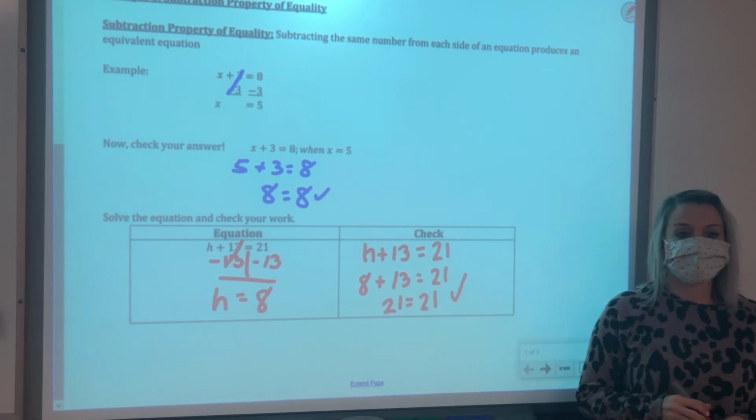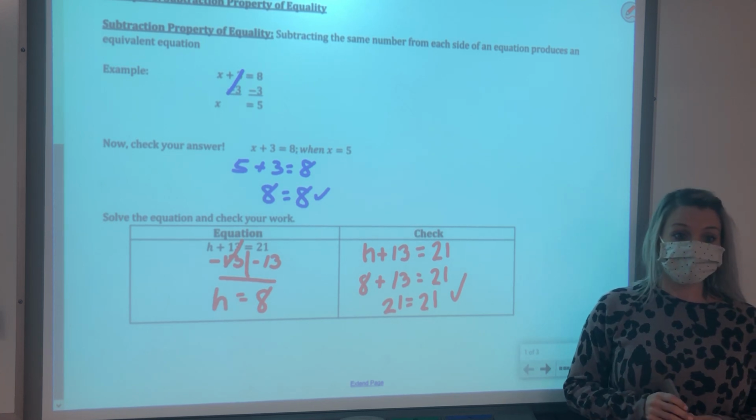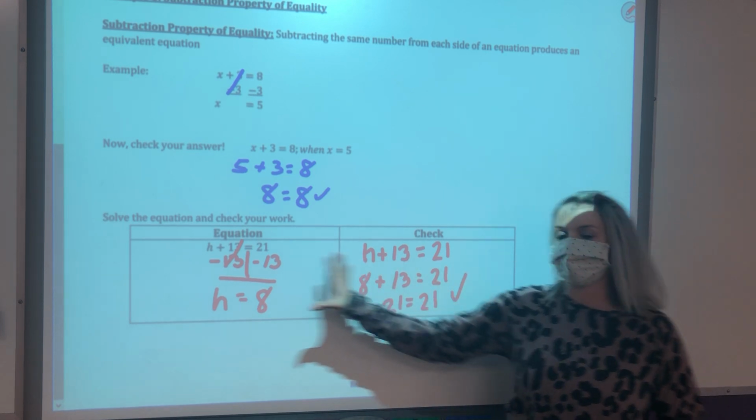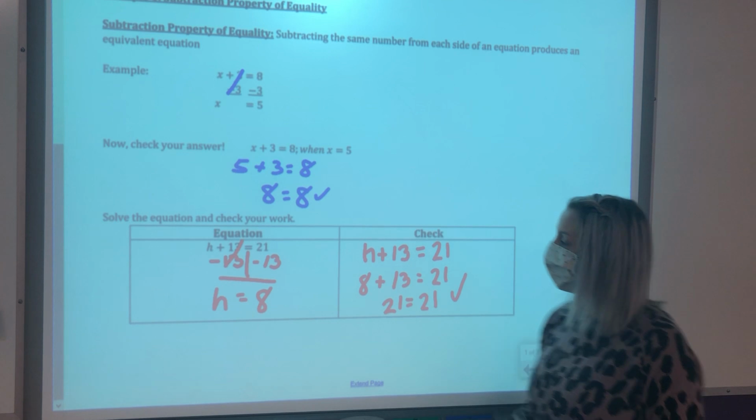Yes, Brooke? On a test, would we have to put 21 equals 21? Yep. Yep. This whole thing, this is exactly what a test question looked like. Okay. All right, flip your page.